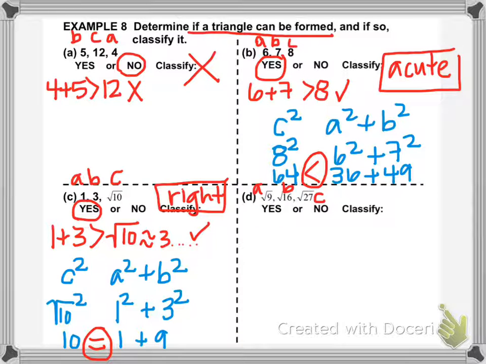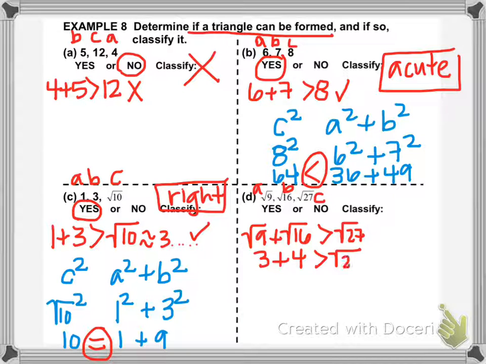So let's first go ahead and see if we can create a triangle. We'll add our A and our B, so square root of 9 plus square root of 16, and we want to make sure that it's greater than the square root of 27. Square root of 9 is 3, square root of 16 is 4, and 3 plus 4, which is 7, is greater than the square root of 27, which is 5 point something. So yes, this will create a triangle.